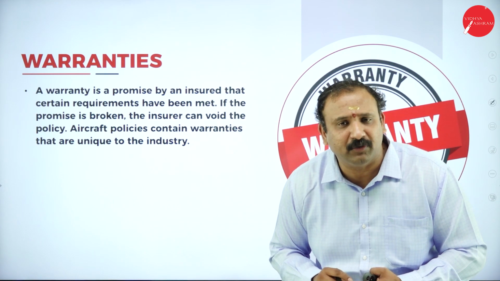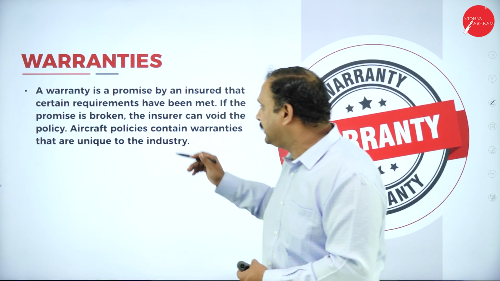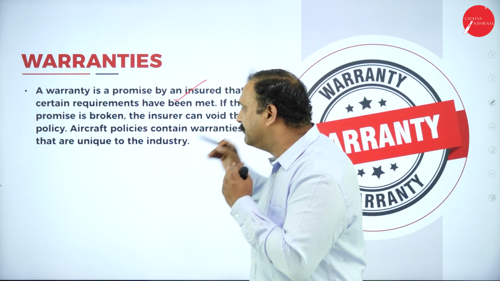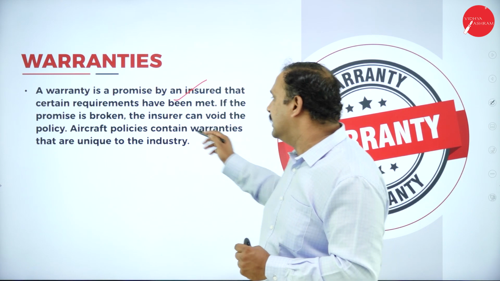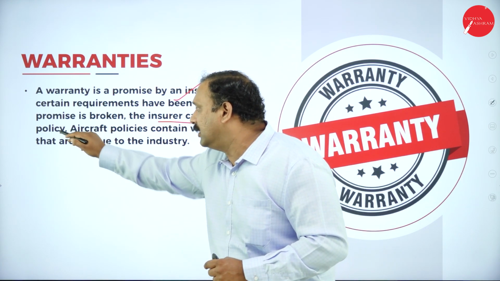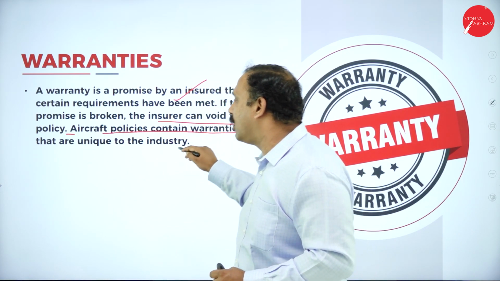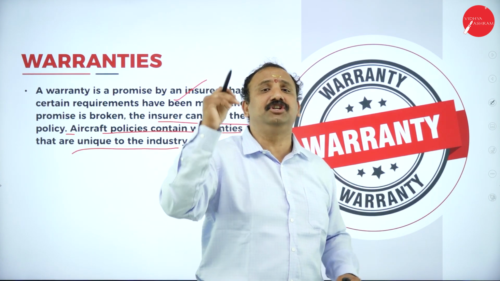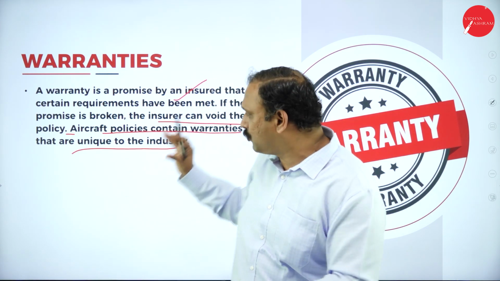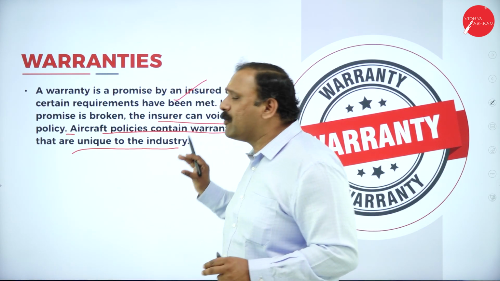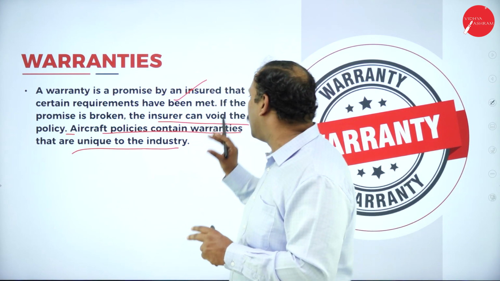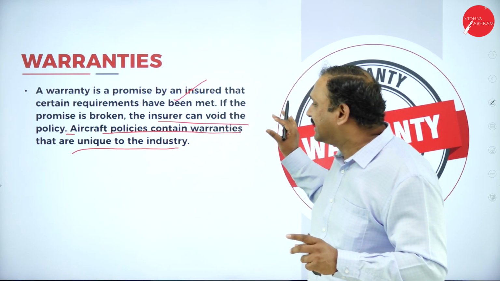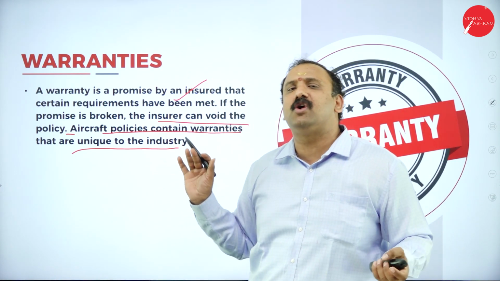And then we go on to the warranties altogether. The warranty is a promise by an insured saying that certain requirements have been met. If the promise is broken, then the insurer can void that policy. Aircraft policies contain warranties that are unique to the industry. So the warranty factor is very much unique to the aviation industry. What does it say? That certain requirements have to be met to keep up the promise. If the promise is broken, then the insurer can void the policy. He can say that that policy does not work out at all.